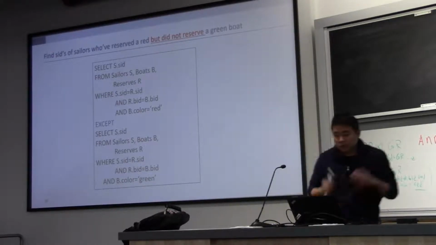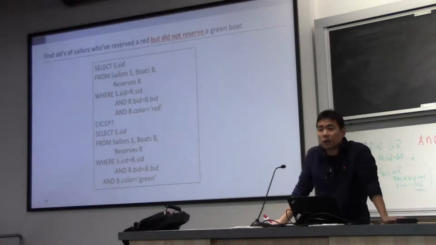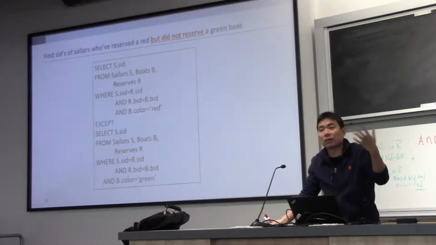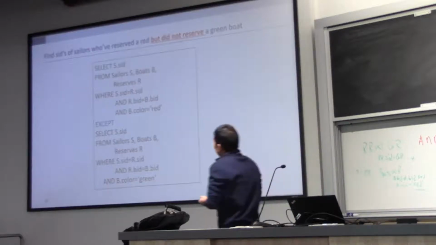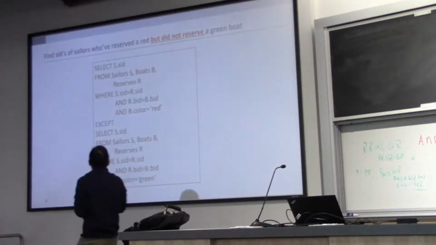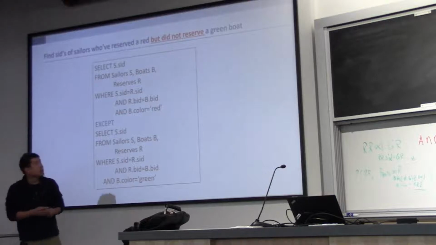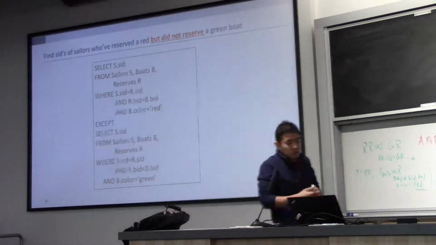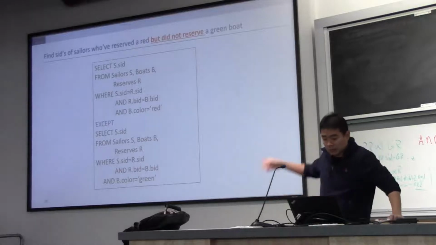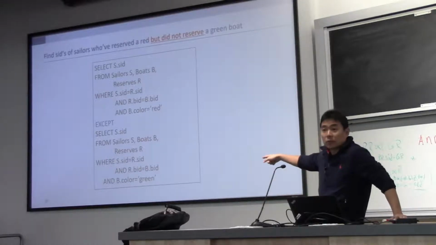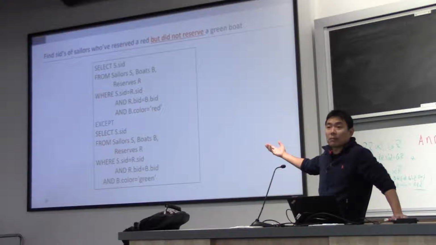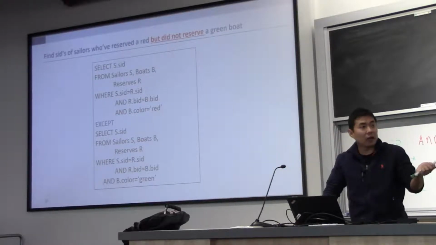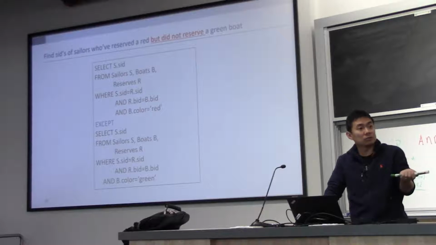Speaking of which, how do you do set difference in SQL? The keyword for set difference in SQL is except. Example: find the CIDs who have reserved a red boat but did not reserve a green boat. The way you do this is to find the CIDs who reserved a red boat, find the CIDs who reserved a green boat, then use except between the two. That's effectively doing a set difference between the two.